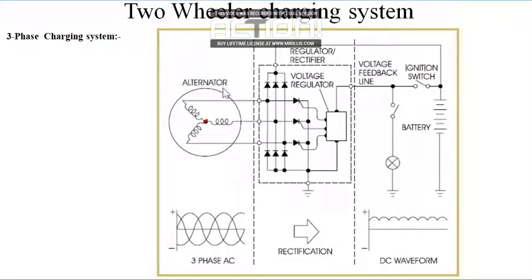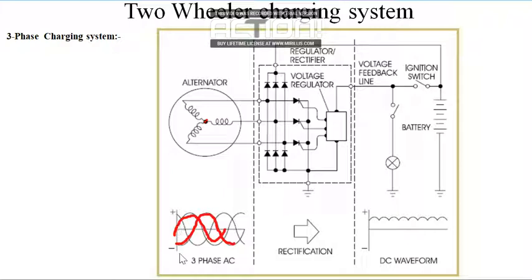After every 120 degrees, the next coil starts. So after every 120 degrees, these waves are formed. The phase difference between those waves from each other is 120. The angle between two power waves is 120. In that way they are generating.